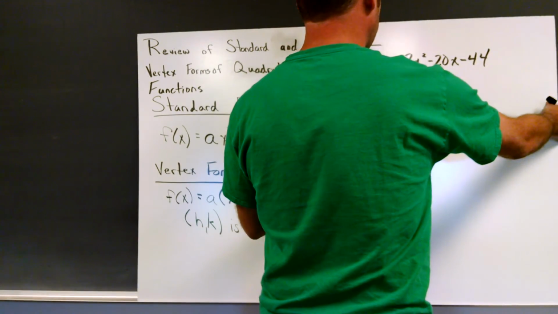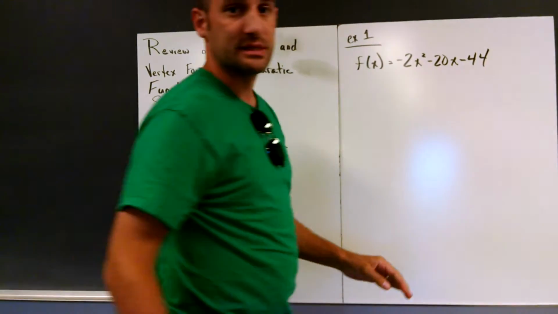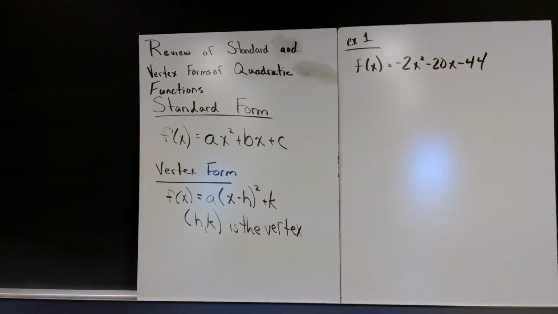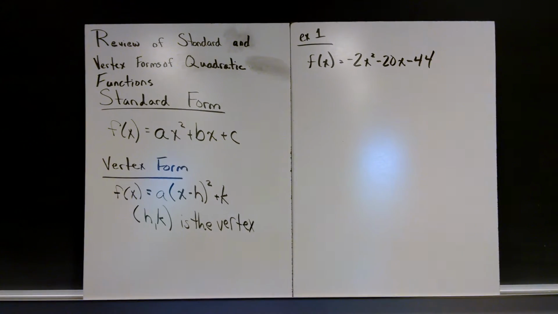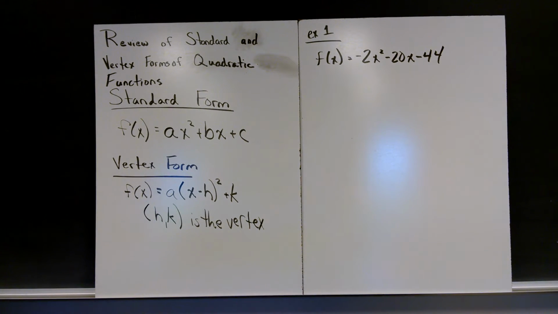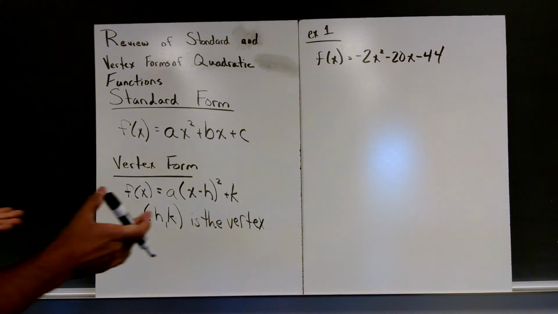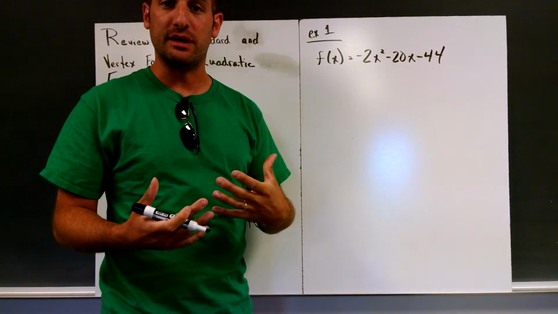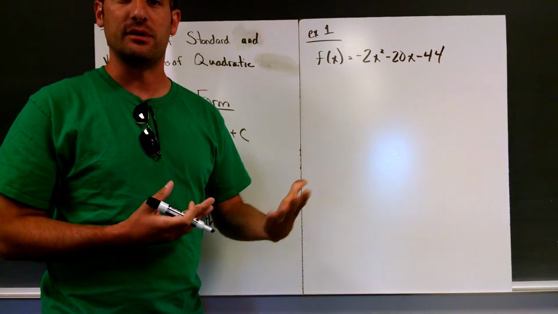So you can see on the first example here, we have something given to us in standard form. When this is in standard form right here, what it says is negative 2x squared minus 20x minus 44. When you look at that, you can see that the leading coefficient is negative. It doesn't matter if it's positive or negative as far as what we're going to be doing. It works the same either way.